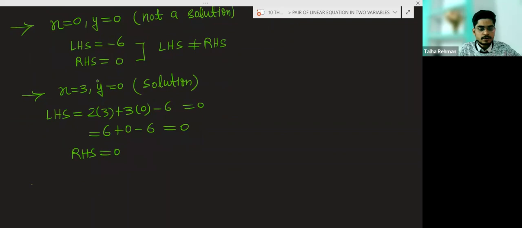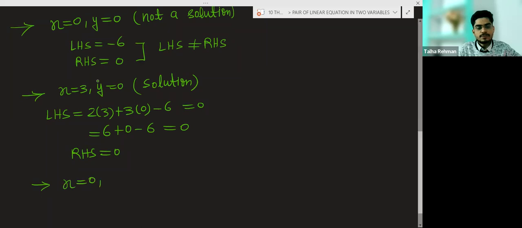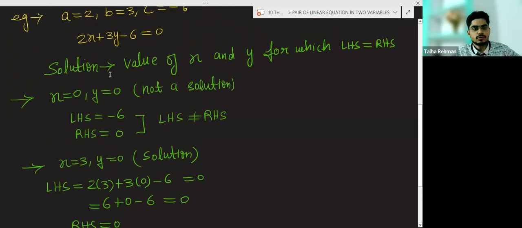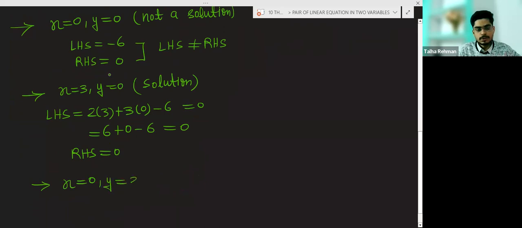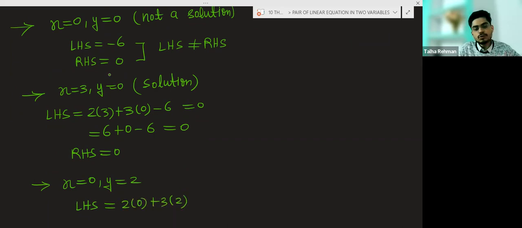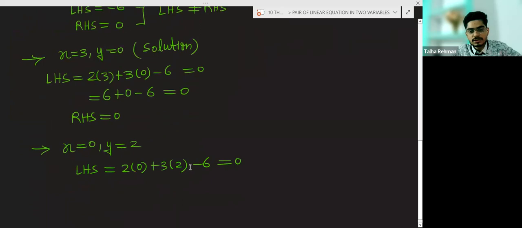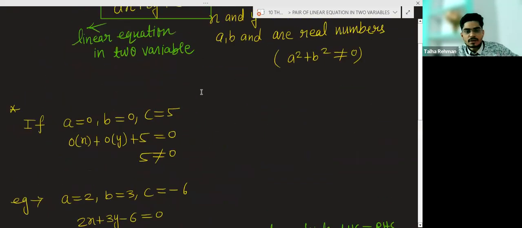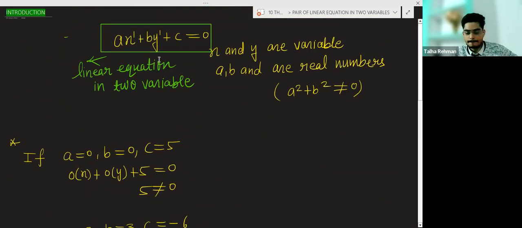Another solution this equation can also have. Suppose put x is equal to 0 and y is equal to 2. So the left hand side will become 2 into 0 plus 3 into 2 minus 6. This is 0, this is 6 minus 6, which is 0, and the right hand side is also 0. So this is also a solution. So there can be many solutions of one linear equation in two variables.